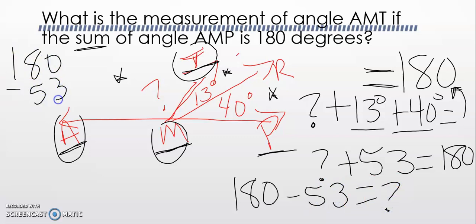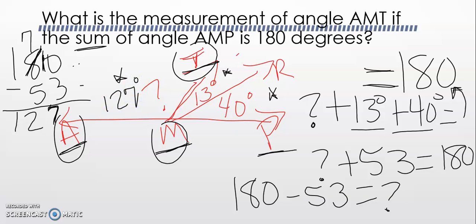Big number on top when you subtract. When I look at my ones place, I have a 0 and a 3. My big number is not on top, so I need to regroup from the tens place. 8 becomes a 7 because you always borrow 1. This 0 becomes a 10. 10 minus 3, 7. 17 minus 5, 12. 7. So my question mark or my missing degree is 127.